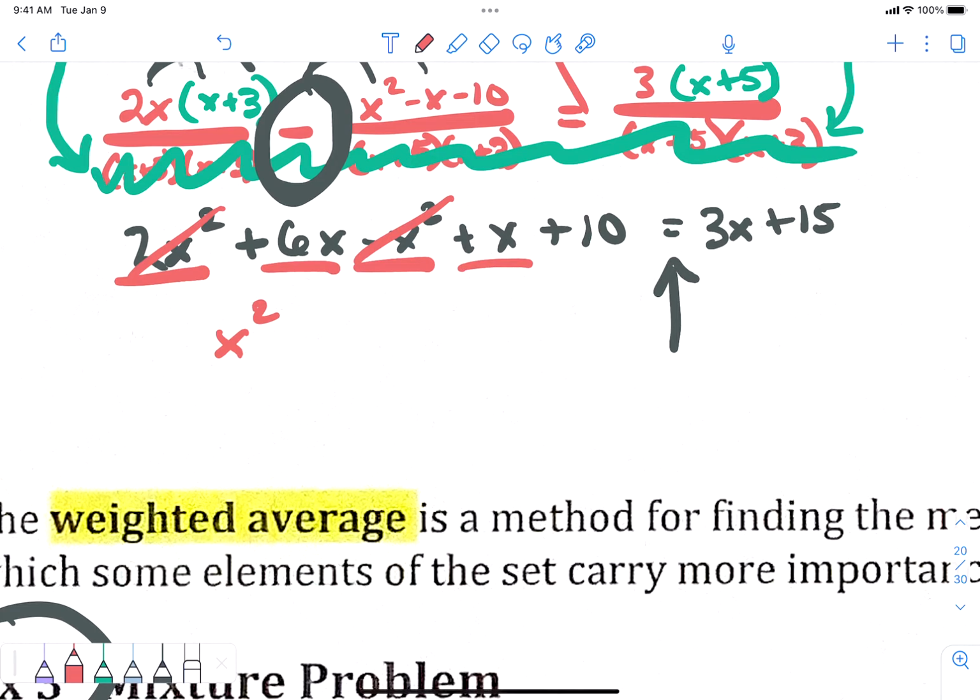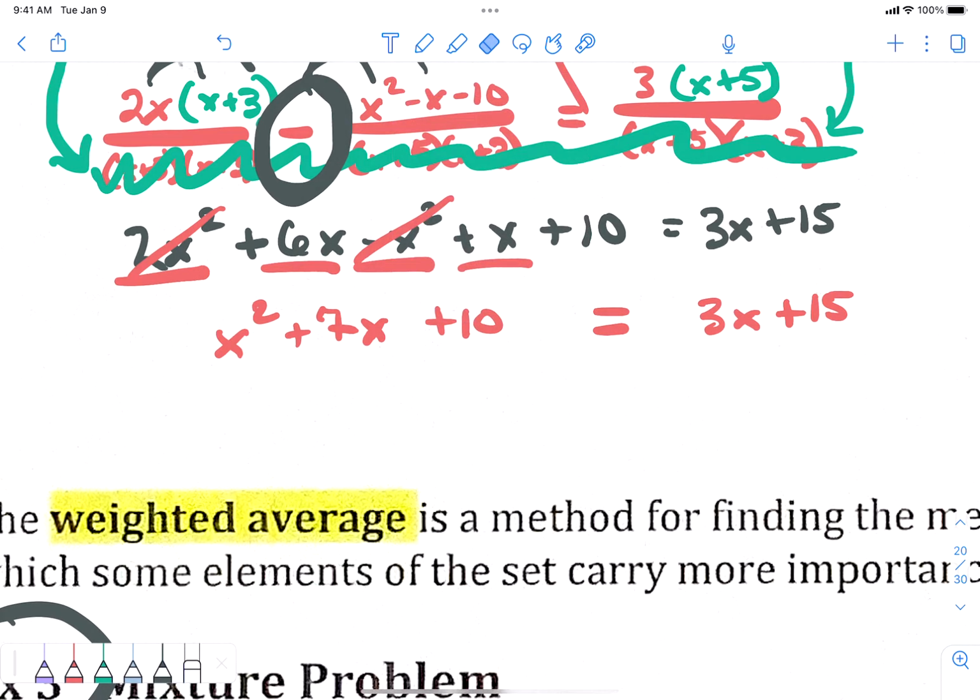6x plus x is 7x. 7x plus 10 equals 3x plus 15. Okay, now we had some debate. Subtract 3x, right? What's your strategy here, Josie? Just going at it.